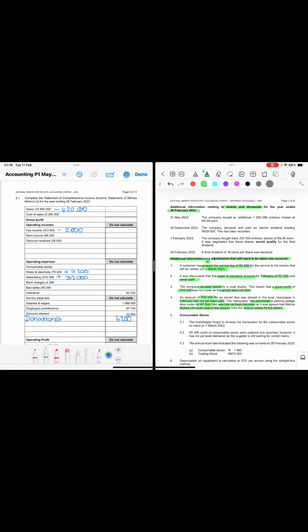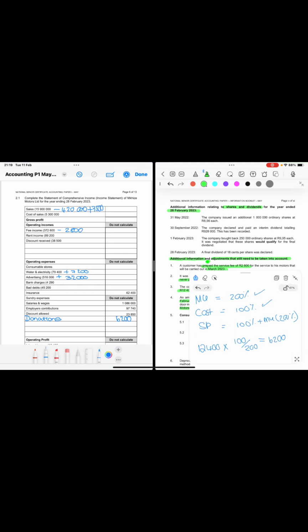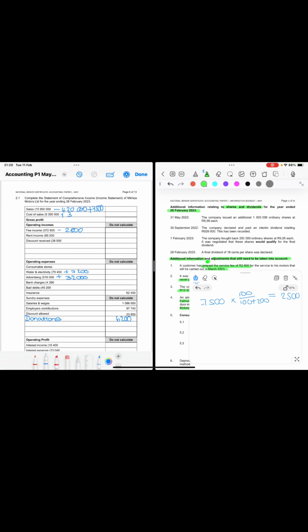So that was sales of 7,500. Then we need to calculate the cost. So that will be 7,500, which is sales, multiplied by 100, which is our cost, divided by 100 plus markup, which is representing the selling price, which is what we have. And that will give us, give me a second, 7,500 times 100 divided by 300, which will give us 2,500. And we add that to our cost of sales.